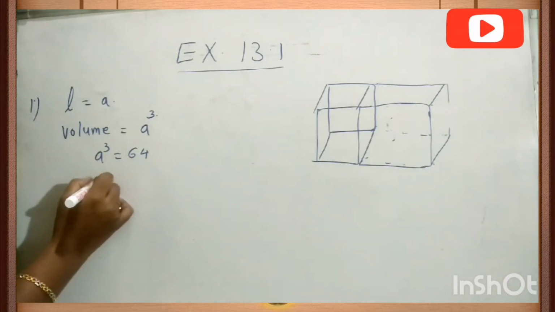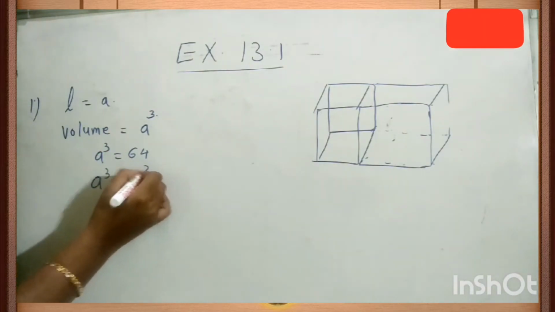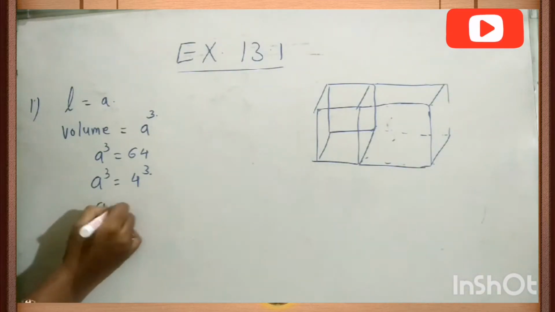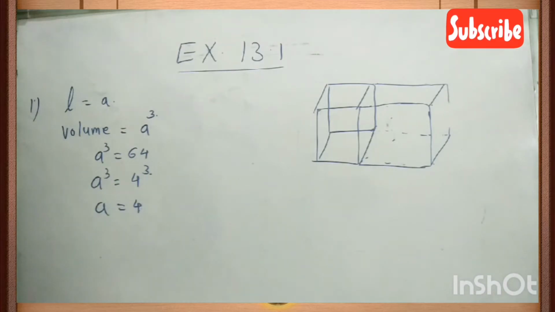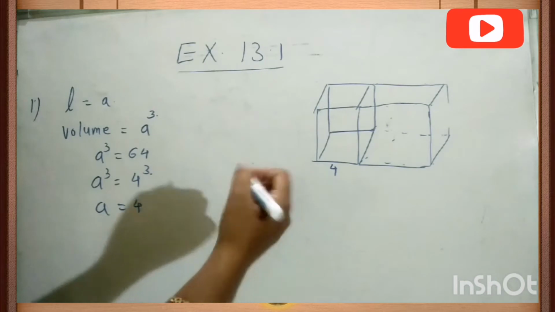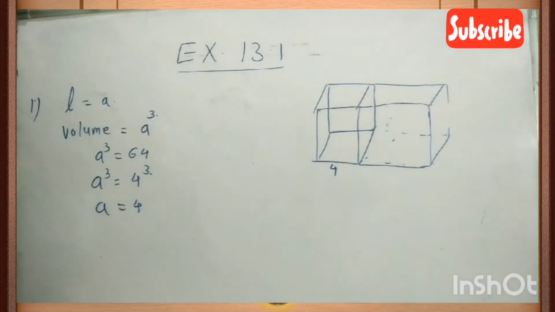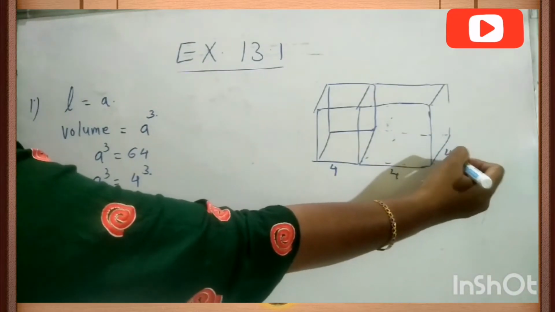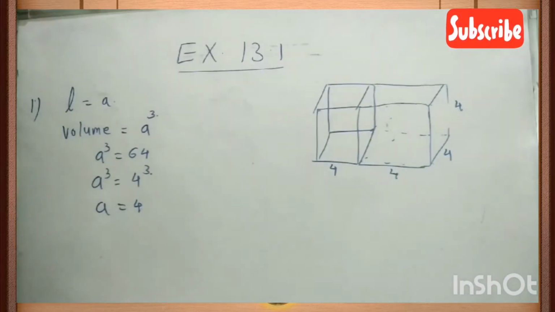And this 64 we can write as 4 cube. So we will get A cube is equal to 4 cube. That means A is equal to 4. So the length of the cube is 4. Same measurement for the second cube also. So this is also 4, and this side is 4, and this side is 4. So the side of the two cubes is equal to 4.